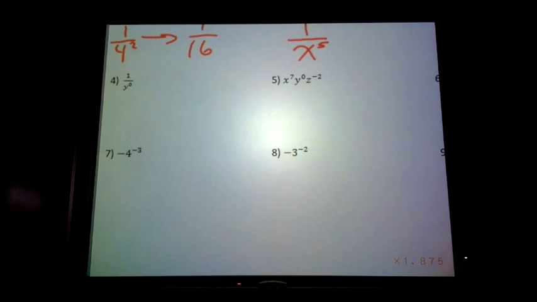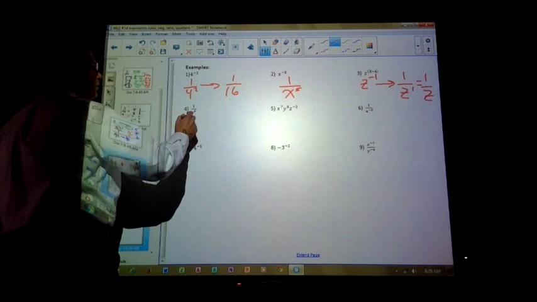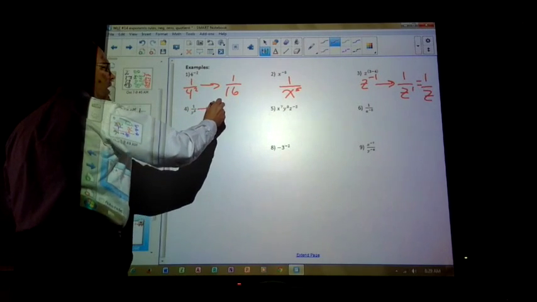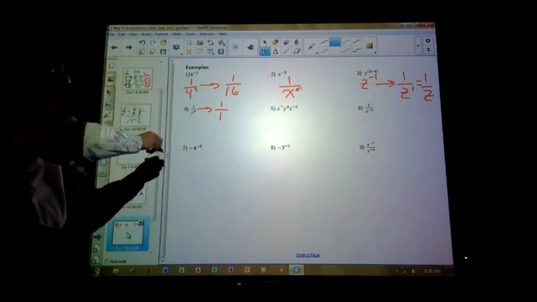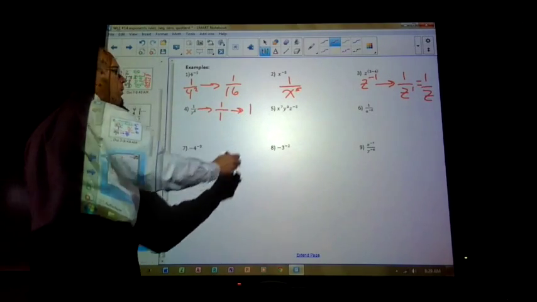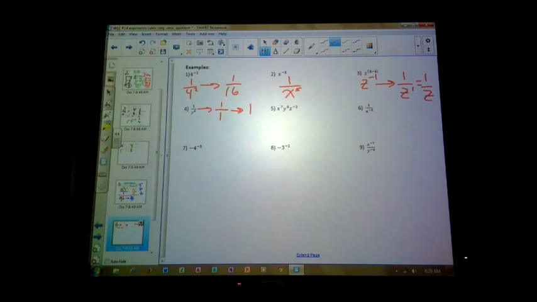All right. Megan, what do you feel that y to the 0 would be equal to? 1. What do you think that 1 over y to the 0 would be equal to? 1. Right. So this is downstairs. I get 1 on top, and then I get y to the 0, which is 1. 1 over 1 is the same thing as 1. Okay?